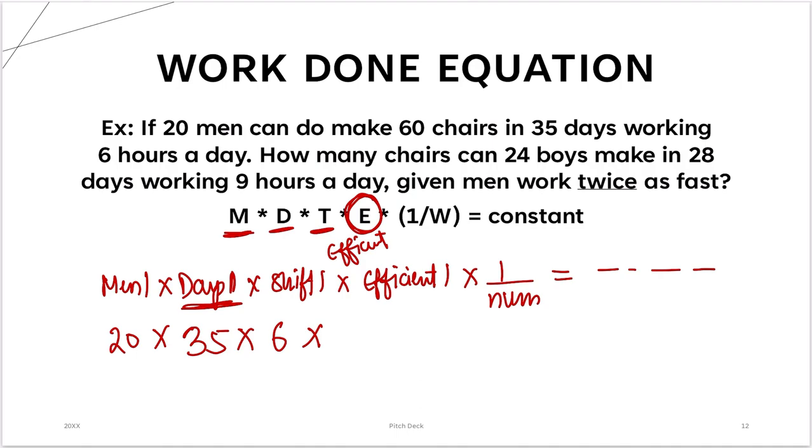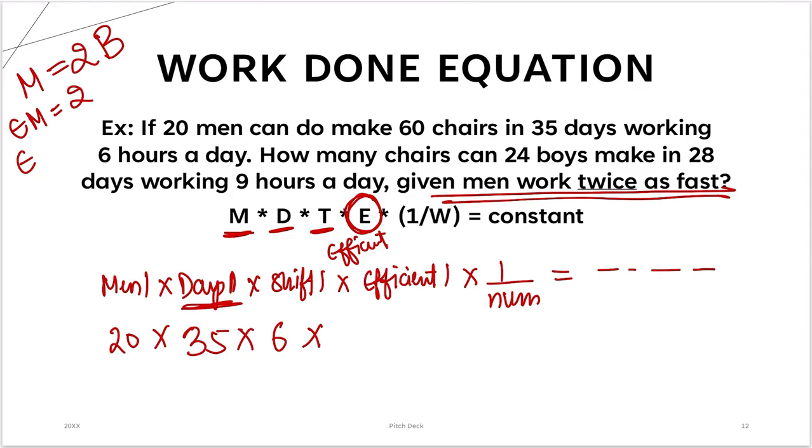Again here see this part, men work twice as fast, meaning men are more efficient. So men are 2 times as efficient as boys. So efficiency for men is 2, efficiency of boys is 1. Right? So efficiency of men is 2. Number of chairs they can make is 60. On the other side, number of boys is 24.